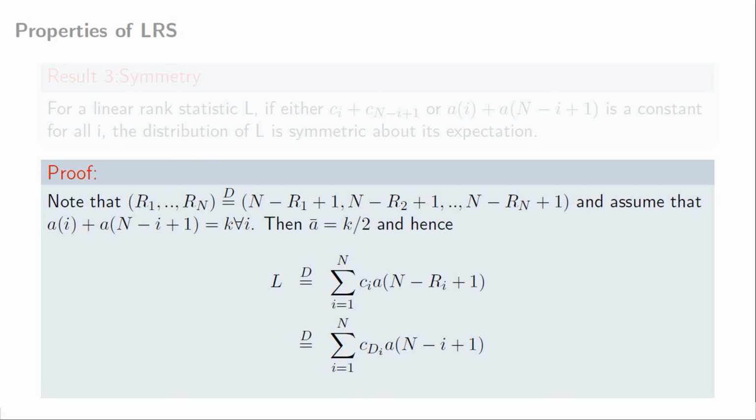Now, for proof, assume that Ai plus A(n minus i plus 1) equals k for all i. Then a simple algebra gives A bar as k by 2. Now, the distribution of L is the same as summation i from 1 to n Ci multiplied by A(n minus Ri plus 1). And again, the distribution of the last quantity is the same as summation i from 1 to n C(di) multiplied by A(n minus i plus 1), where di are the anti-rank vectors corresponding to the ranks.